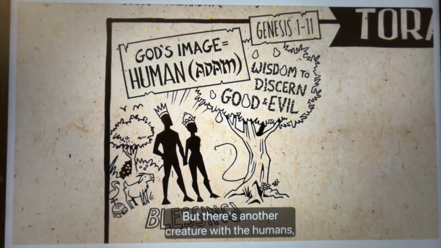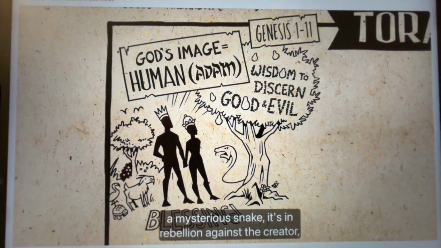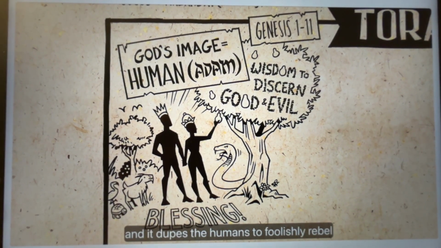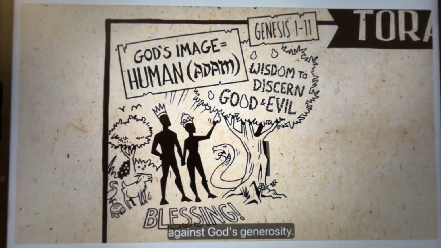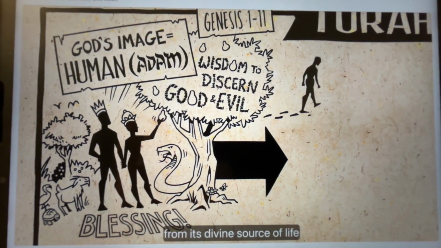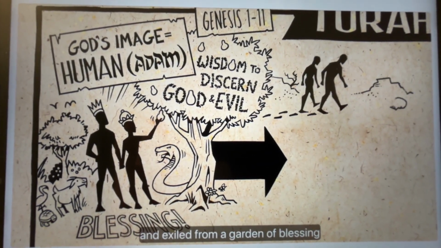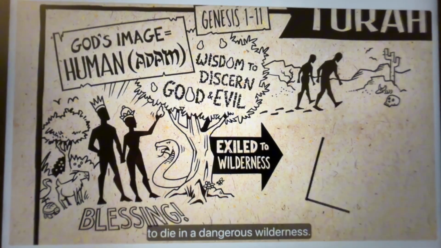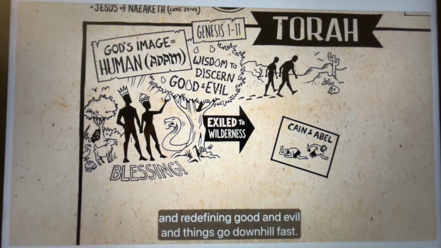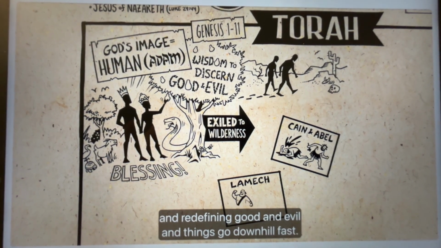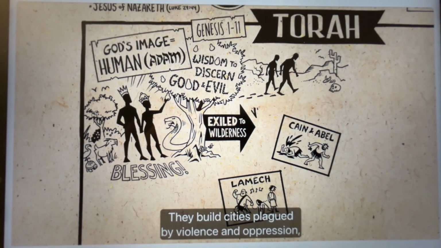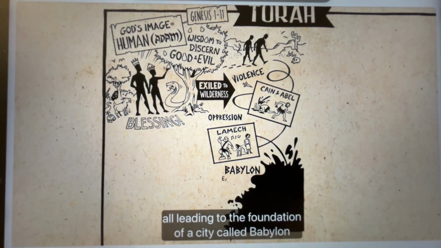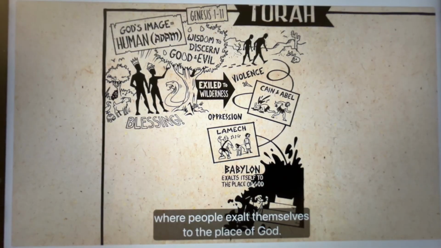But there's another creature with the humans, a mysterious snake. It's in rebellion against the Creator, and it dupes the humans to foolishly rebel against God's generosity. As a result, humanity is separated from its divine source of life and exiled from a garden of blessing to die in a dangerous wilderness. From there, humanity keeps spreading and redefining good and evil, and things go downhill fast. They build cities plagued by violence and oppression, all leading to the foundation of a city called Babylon, where people exalt themselves to the place of God.